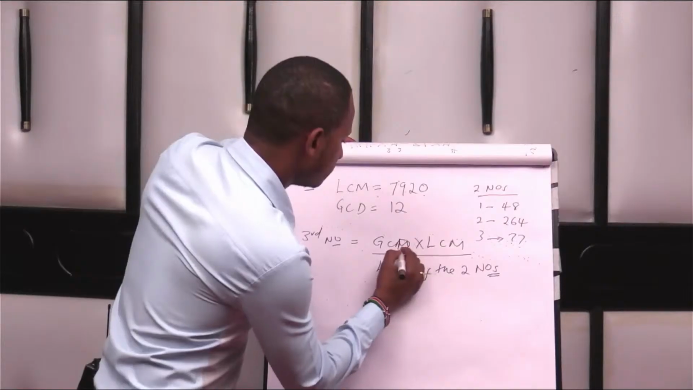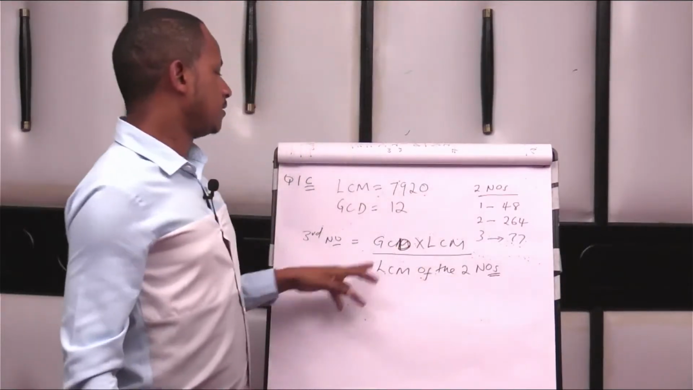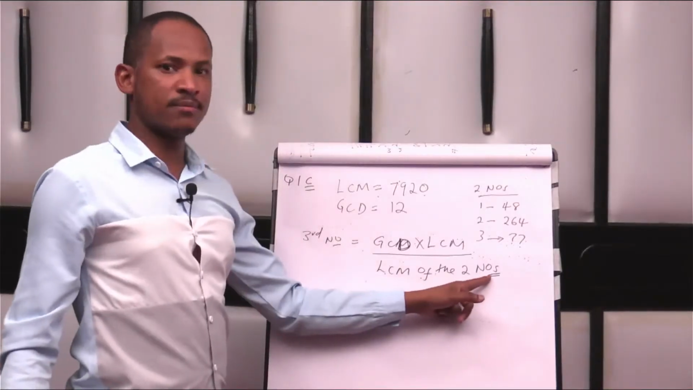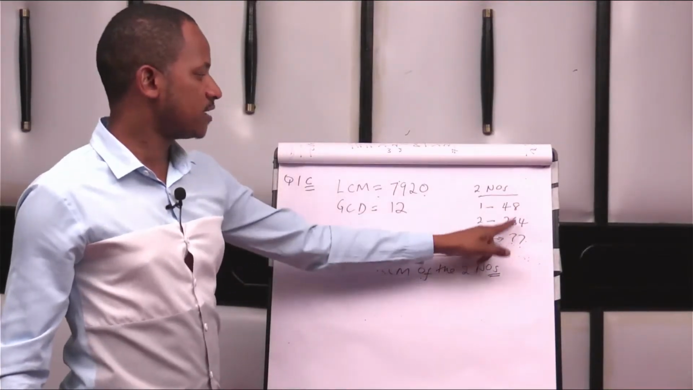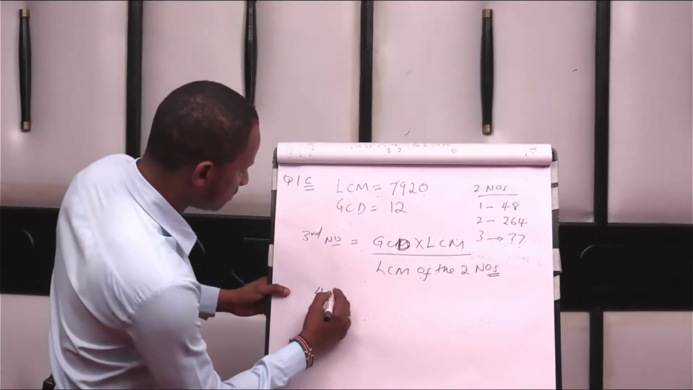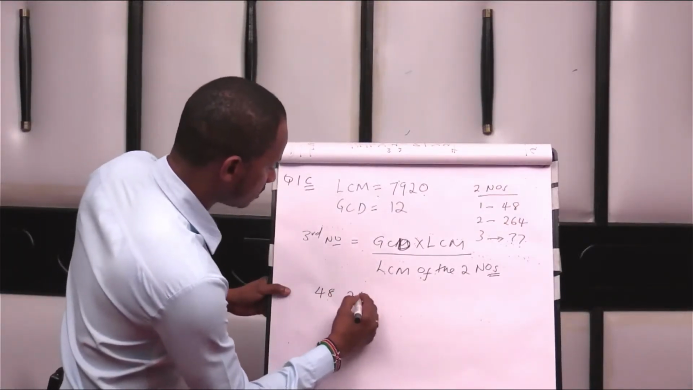GCD times LCM over the LCM of the two numbers. So we have the two numbers, get their LCM. So LCM of 48 and 264.